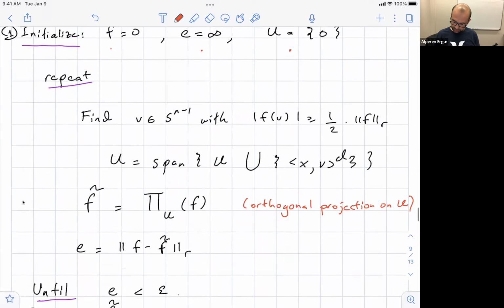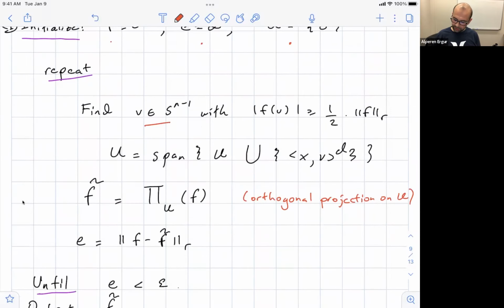Then what I do is this. At every step, I need to find a V where the pointwise evaluation of the polynomial there is bigger than half of the LP norm. Then when I find it, I enlarge my vector space by putting that atomic thingy inside. I take U union, this is union, the rank 1 object, right? Then I take the orthogonal projection of my input f on this vector space. I call it f hat.